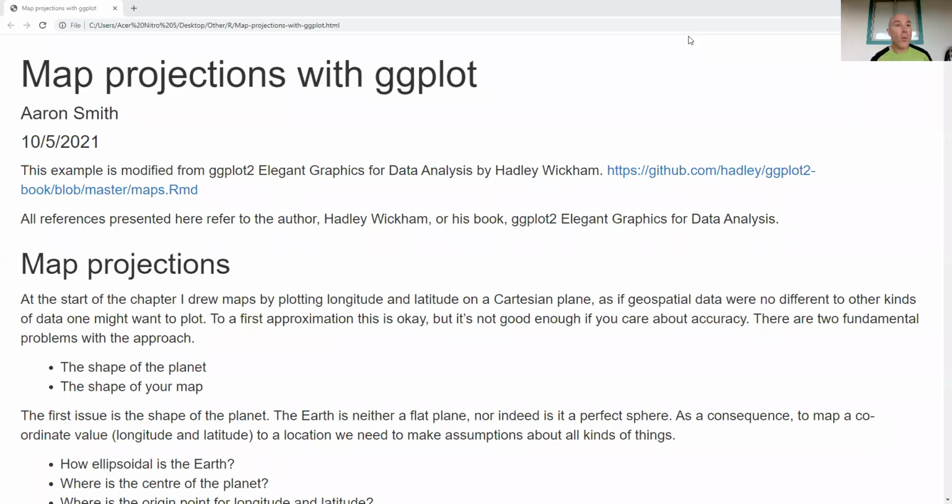Hi, in this video, we want to take a look at map projections with ggplot. Okay, so if I'm going to be plotting a map, whether I like it or not, there will not be a perfect representation of the area that I'm talking about in my map. There will always be a difference.